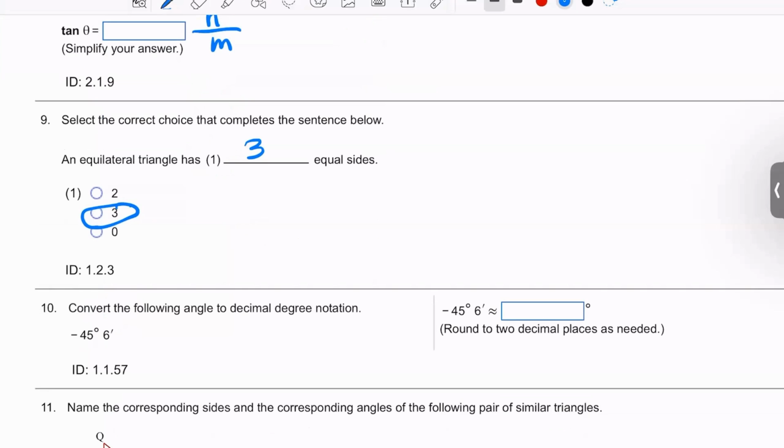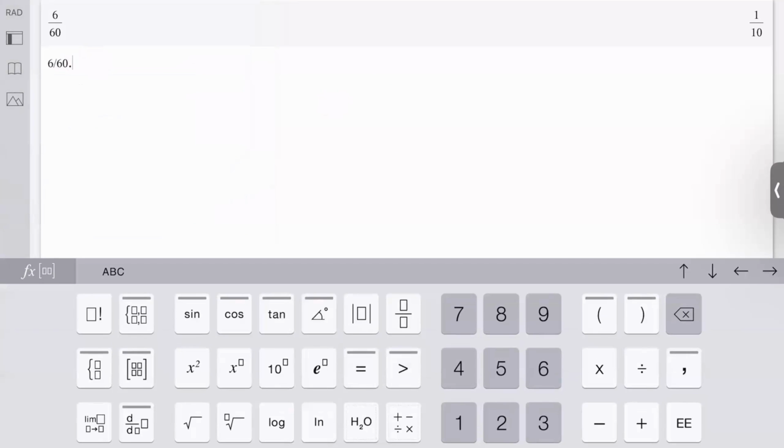So for converting -45 degrees and 6 minutes to decimal degree notation, you can just use your calculator to figure that decimal out.